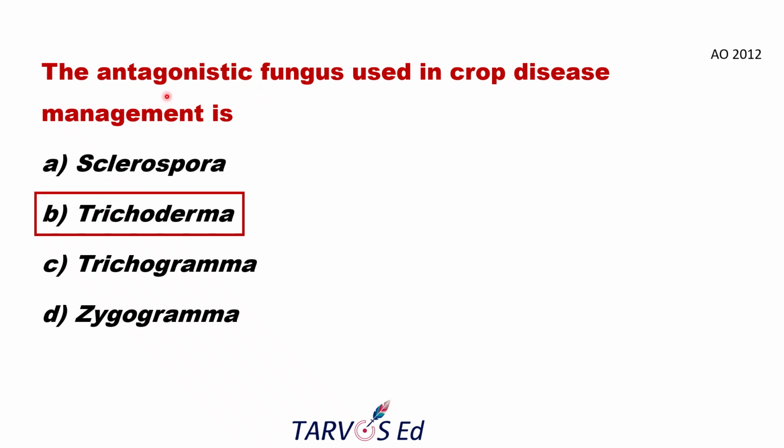This Trichoderma is antagonistic against the plant pathogen. For confusion only, they have given Trichogramma also. Trichogramma is also a bioagent, which is used to control insect pests. So you must know the difference between Trichoderma and Trichogramma. Choose the option wisely.